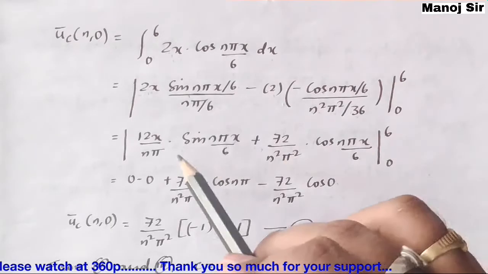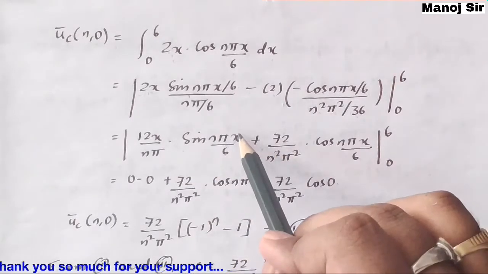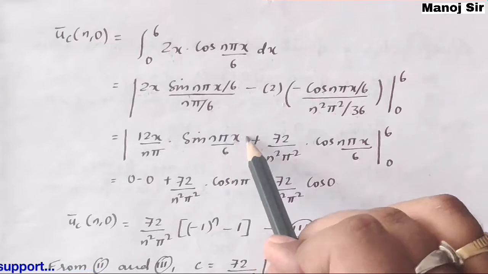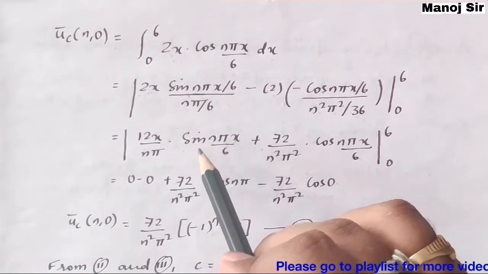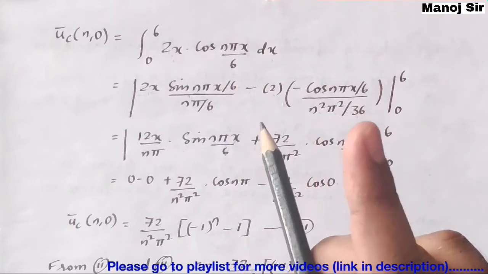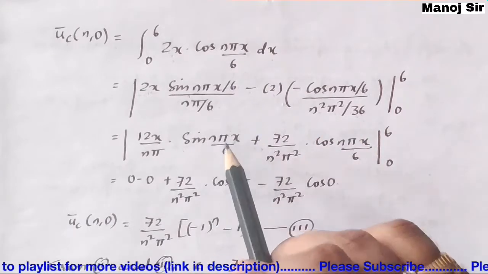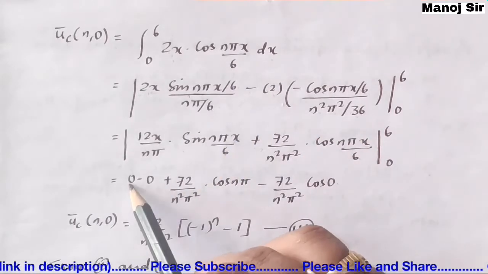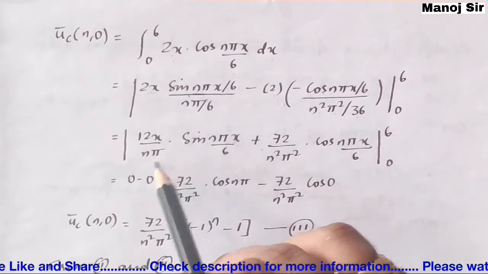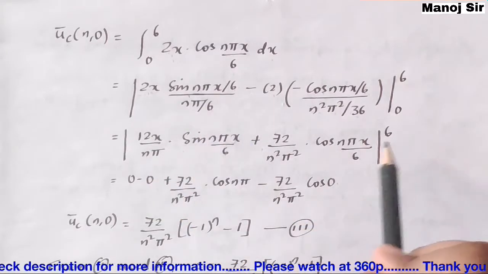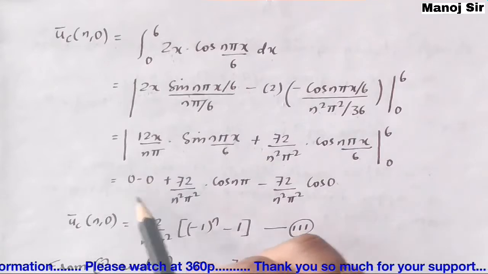Now if you put the upper limit here, 6 will get cancelled, so you are left with sine of n pi, and the value of sine n pi is always 0. So the first term will become 0. On putting x equal to 0 here, this whole term will become 0. So for the first term, on putting the upper limit and lower limit, both the terms are 0.